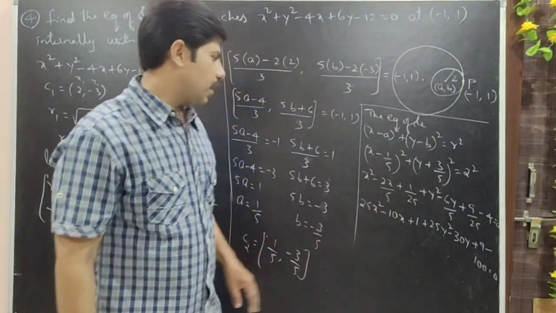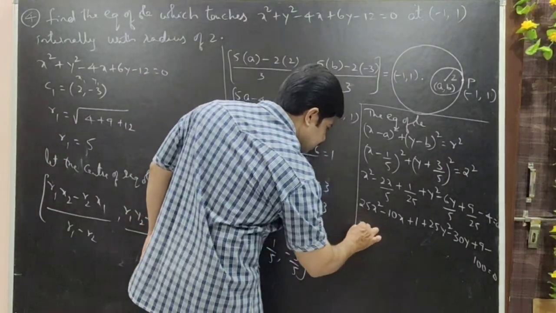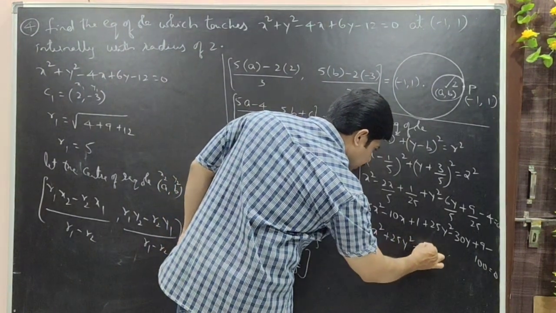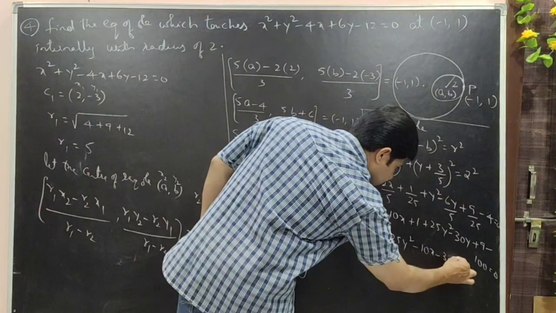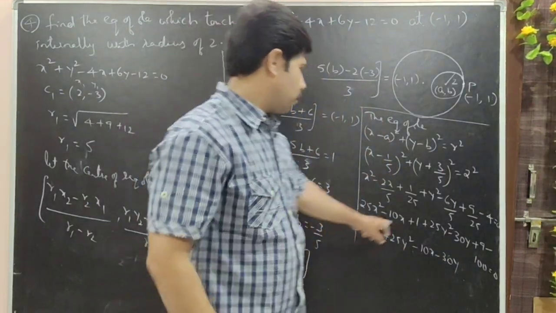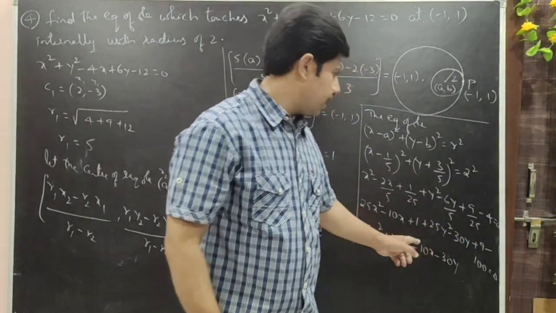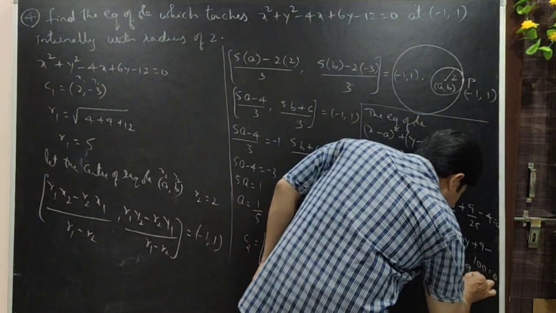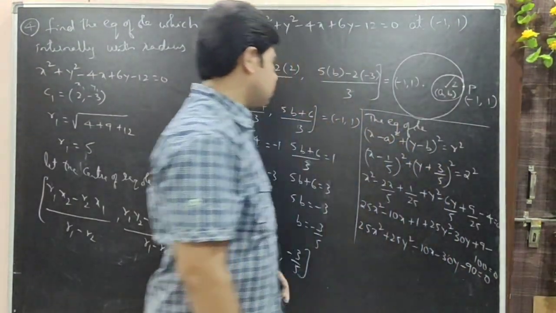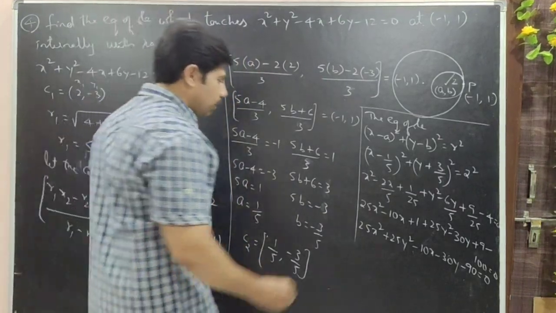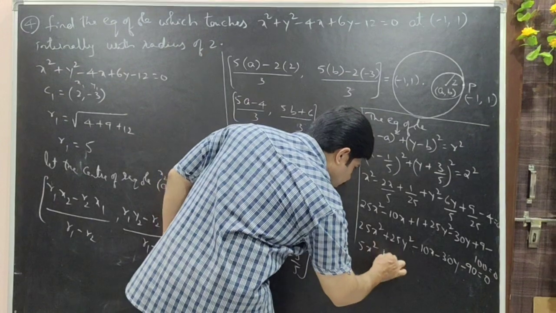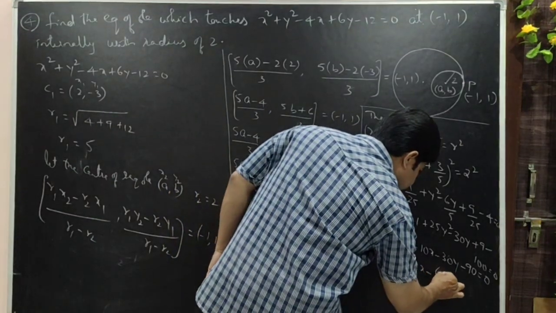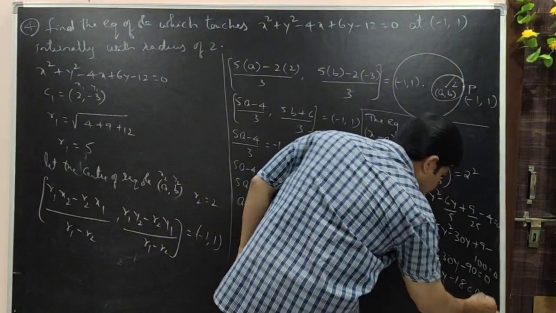So we get this. Now we write it in order. First is 25x square, then we write 25y square. Then minus 10x plus 30y, then constants. 1 plus 9 is 10. 10 minus 100 is minus 90, is equal to 0. So clearly we can take 5 common. So what we get is 5x square plus 5y square minus 2x plus 6y minus 18 is equal to 0.